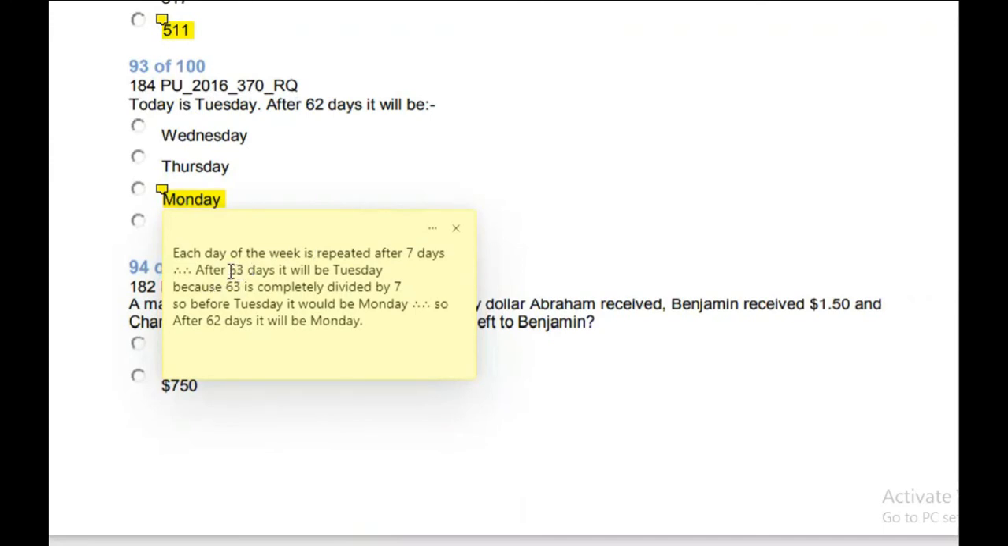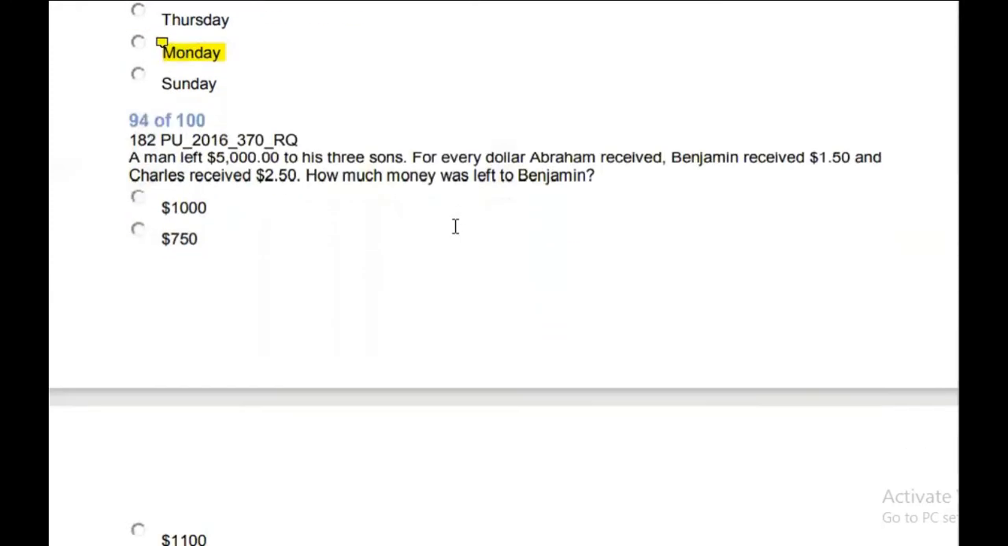So 63 is a multiple of 7, since 9 into 7 is equal to 63. So after 63 days, it would be Tuesday. Before Tuesday, it would be Monday. So after 62 days, it would be Monday. So option C is correct, Monday.